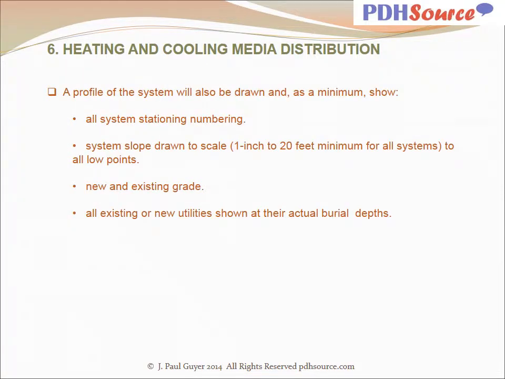A profile of the system is to be drawn and as a minimum should show all station numbering, system slope, drawn to scale 1 inch to 20 feet minimum for all systems to all points, new and existing grade, all existing or new utilities shown at their actual burial depths.